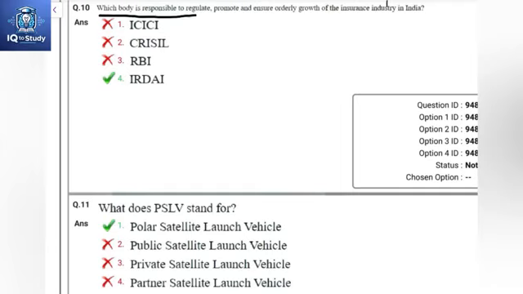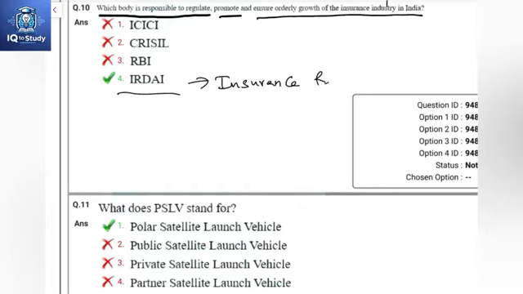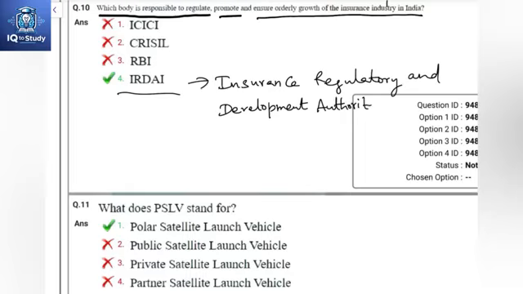Which body is responsible to regulate, promote and ensure orderly growth of the insurance industry in India? IRDAI. IRDAI means Insurance Regulatory and Development Authority of India. Here I means insurance, R means regulatory, D means development, A means authority and I means India. It is under the jurisdiction of the Ministry of Finance.